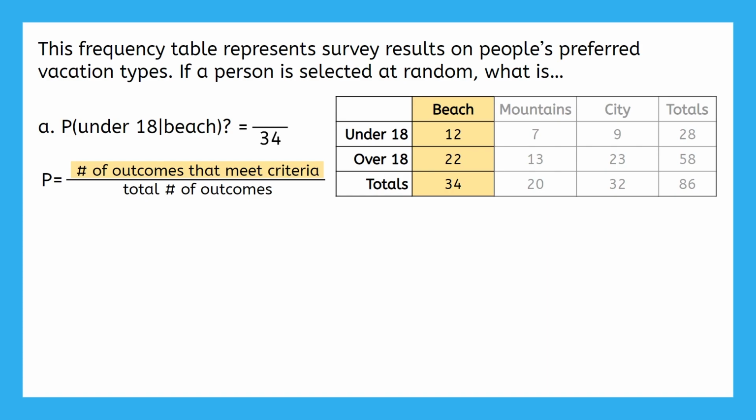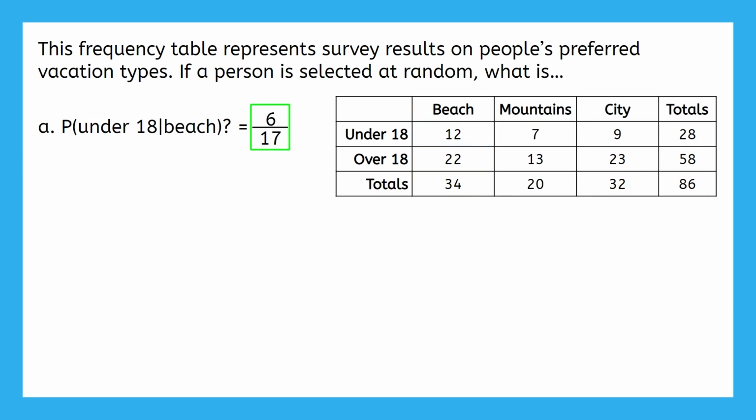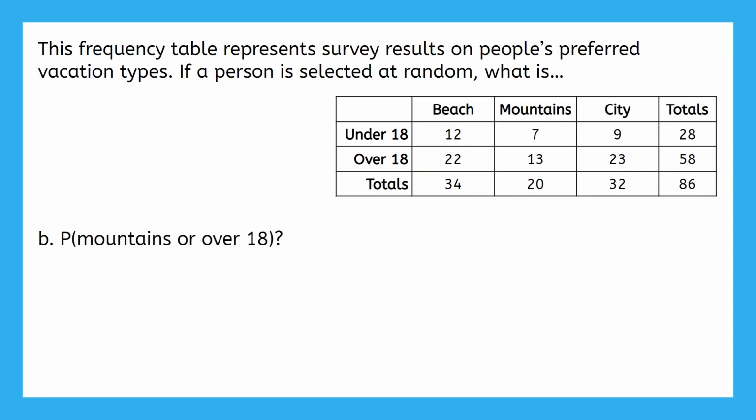The people who are under 18 and like the beach would be this box. So 12 people. We can simplify this fraction by dividing the numerator and denominator by 2 to get a final probability of 6 over 17. Let's try part B next.